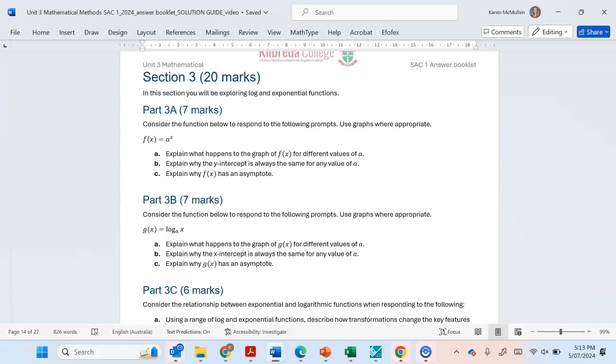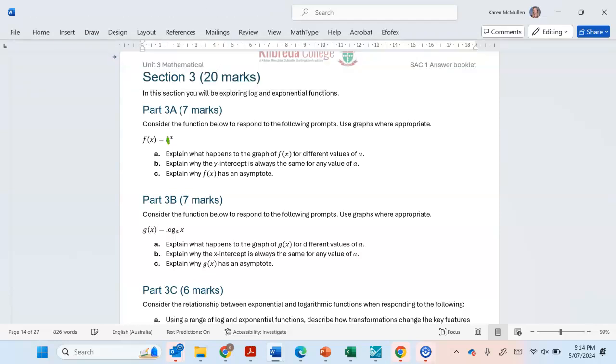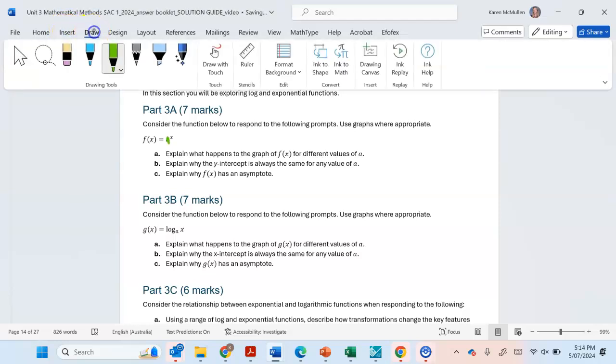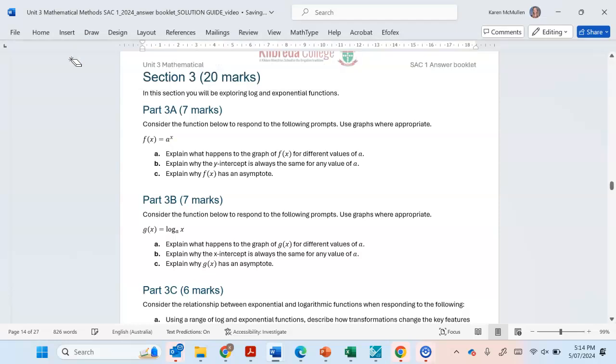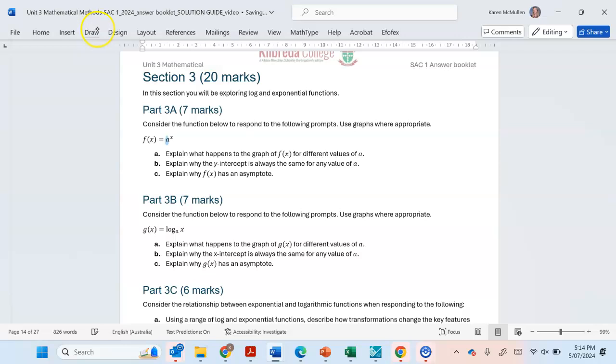Some of you, I just might write on here actually. Just with the value of A in the first one. Oh God, didn't mean to do that. I meant to highlight it and I just kind of crossed it out, didn't I? All right, so A is your base. A is the base.